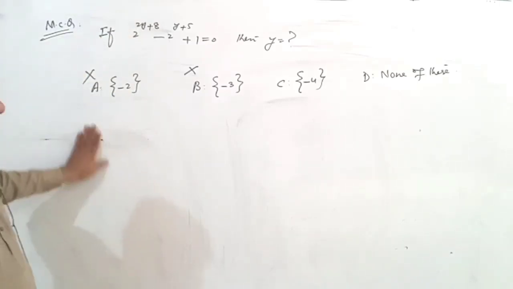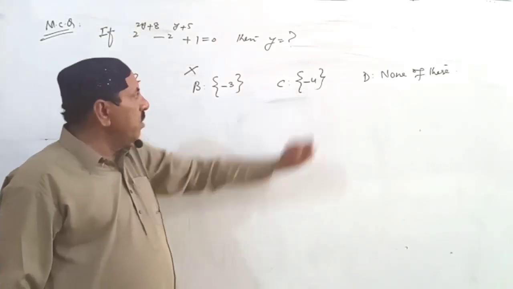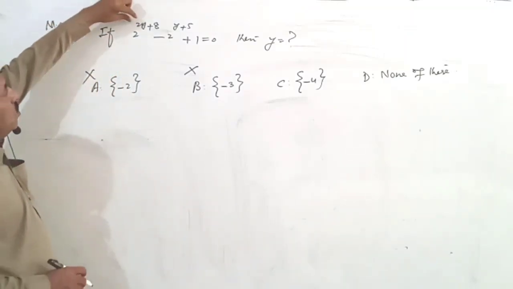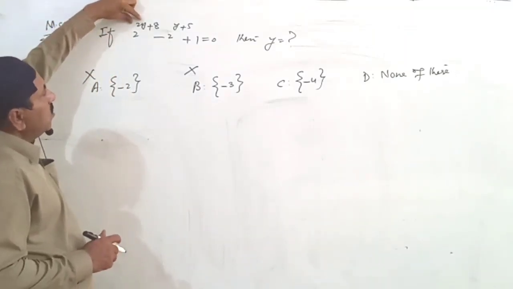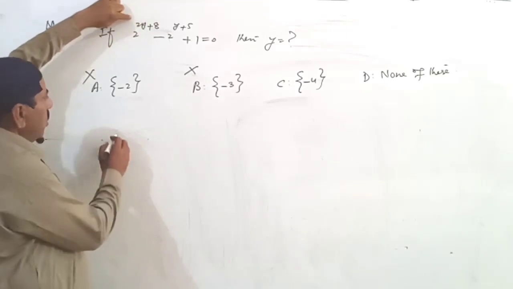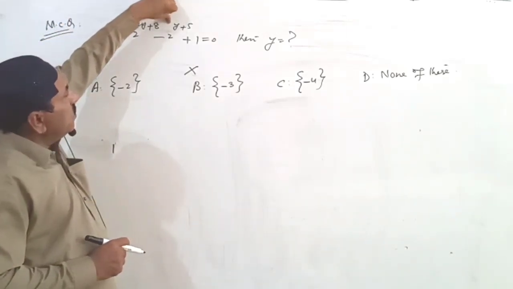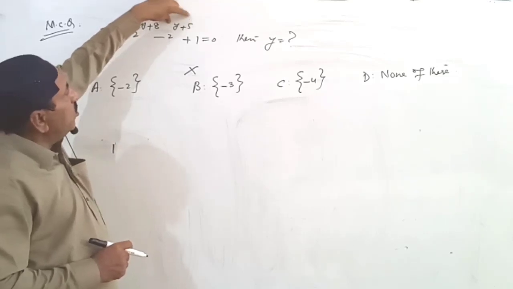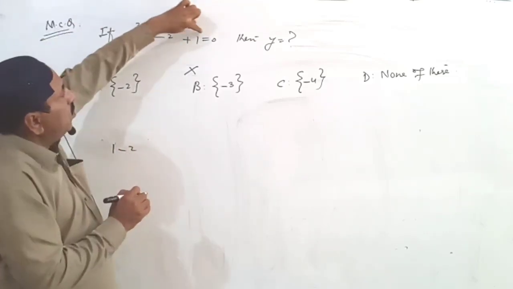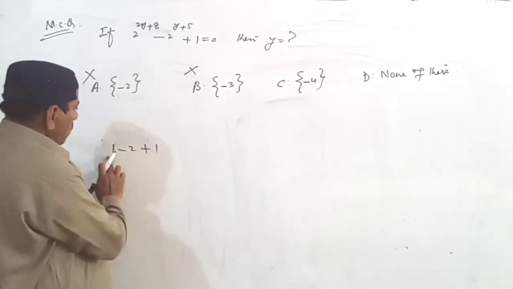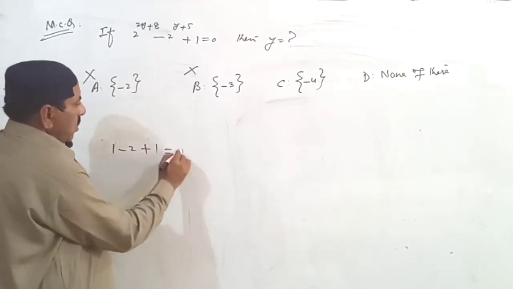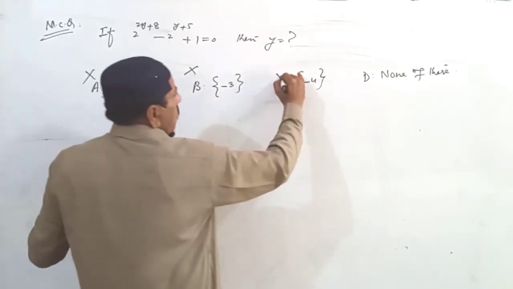Next, if y is equal to minus 4, then 2y means 2 into minus 4, minus 8 plus 8, 2 power 0. 2 power 0 means 1. Minus 4 plus 5 means 2 power 1, 2 power 1 means 2, minus 2 plus 1. So 1 plus 1, 2, 2 minus 2 is equal to 0. So minus 4 is the correct option.